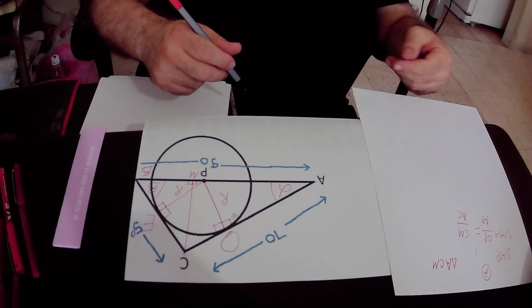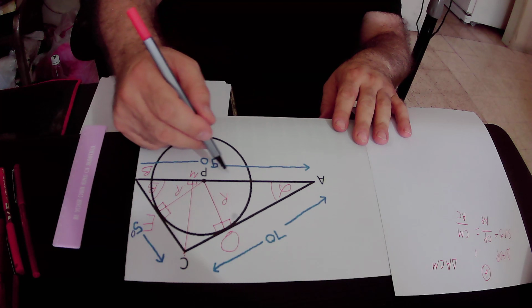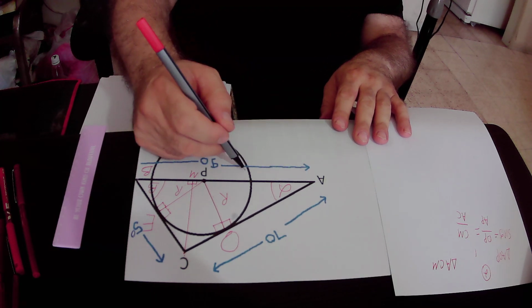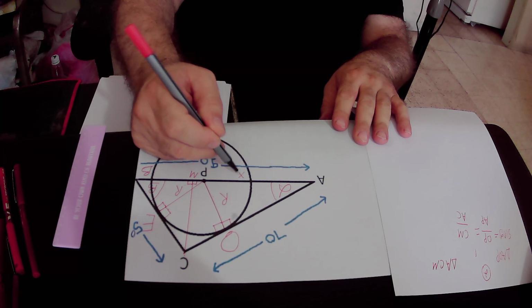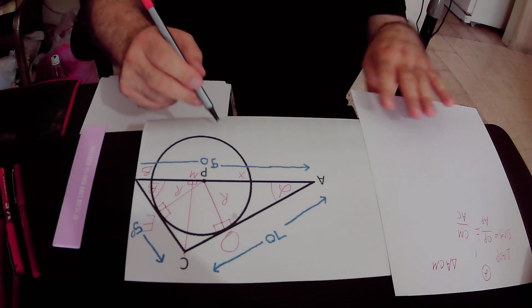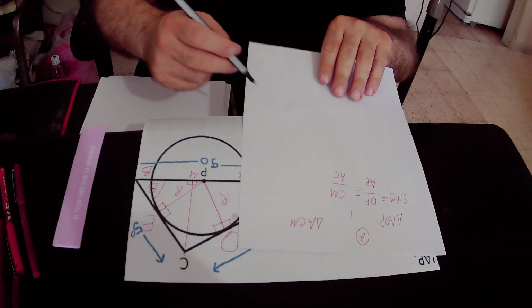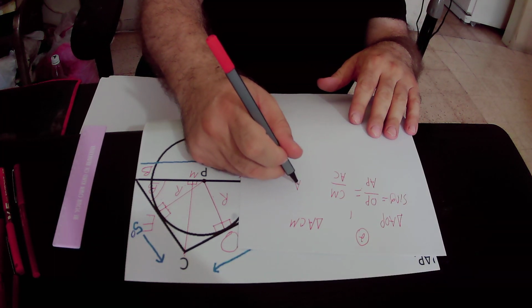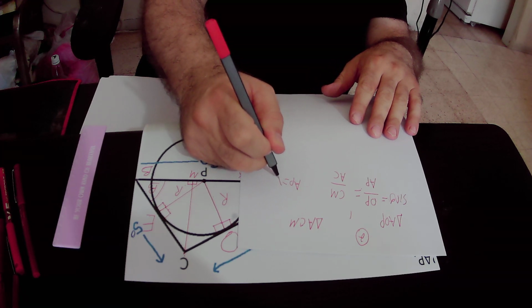Now we will define that AP will be equal to X. So AP equals to X. I write it here, AP equals to X, according to our definition.